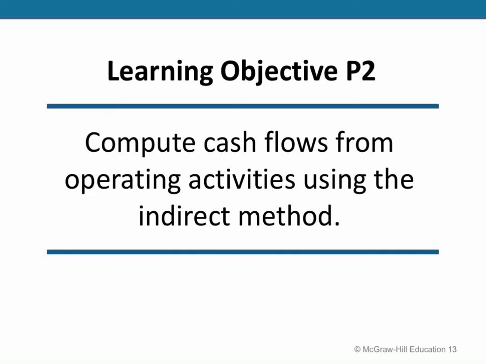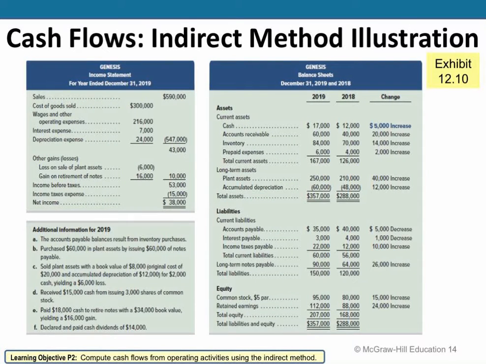So let's take a look at how to compute those cash flows using the indirect method. So here we've got an income statement, so $38,000 for net income, and then we've got our changes listed on the right for a balance sheet. So we've got our 2018 information and 2019 information, and then in the bottom left-hand corner we also have some additional information that had occurred in the year 2019. For example, B, purchasing $60,000 in assets using a notes payable, and another example, E, paying $18,000 in cash to retire certain notes.